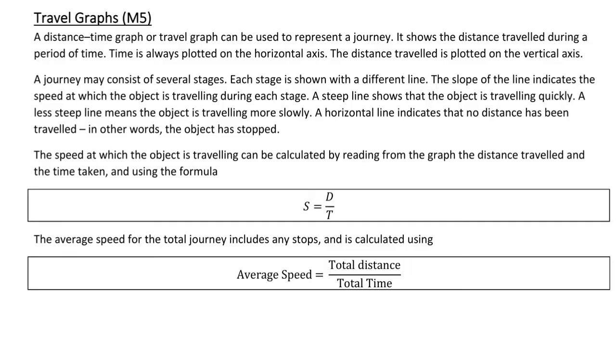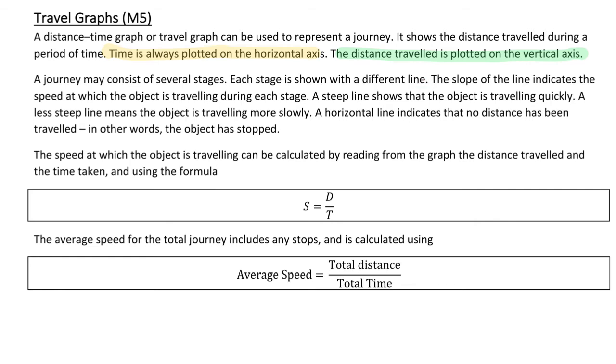Travel graphs. A distance time graph or travel graph can be used to represent a journey. It shows the distance travelled during a period of time. Time is always plotted along the horizontal axis, so I'm going to highlight that. And the distance travelled is plotted on the vertical axis, so distance is in the vertical. A journey will consist of several stages. Each stage is shown with a different line.